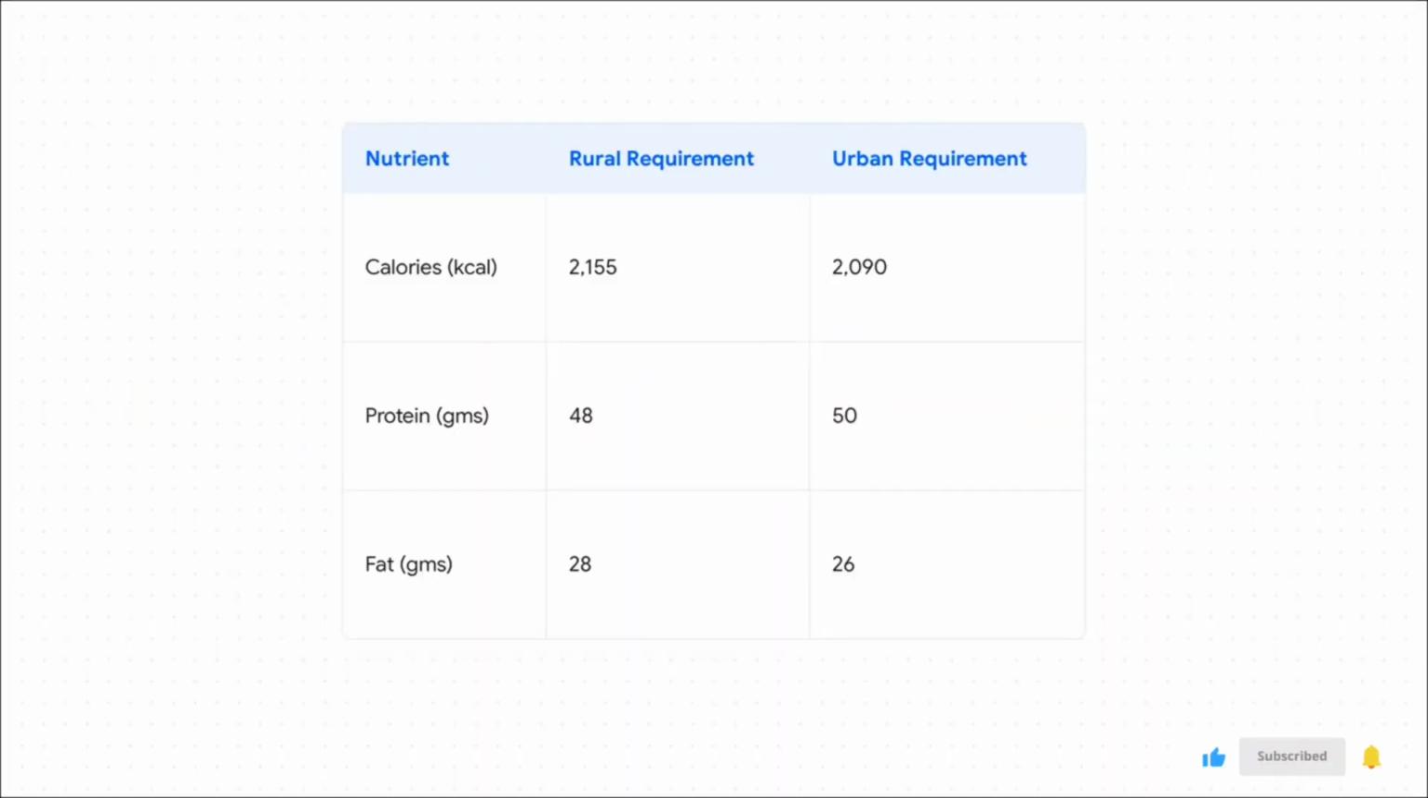And this table here shows just how comprehensive that nutritional base was. This is a really big deal. Previous committees pretty much only looked at calories. But Rangarajan's method brought in specific norms for proteins and fats, which gives you a much more holistic picture of what adequate nutrition actually looks like.